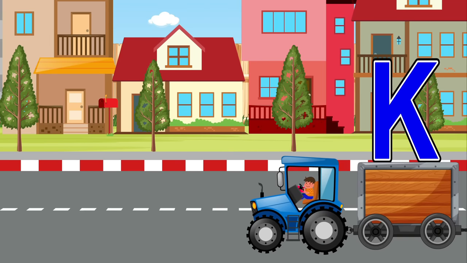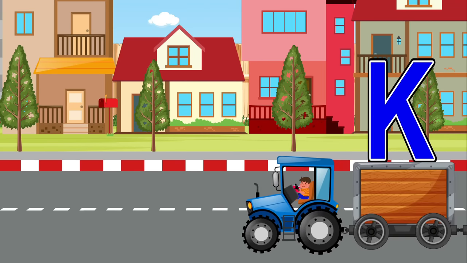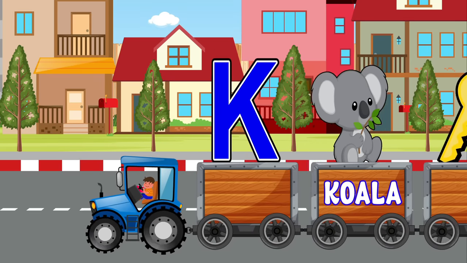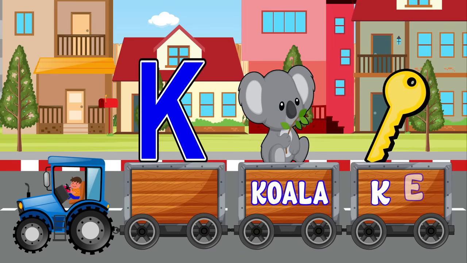K. Letter K is for koala. Letter K is for key.